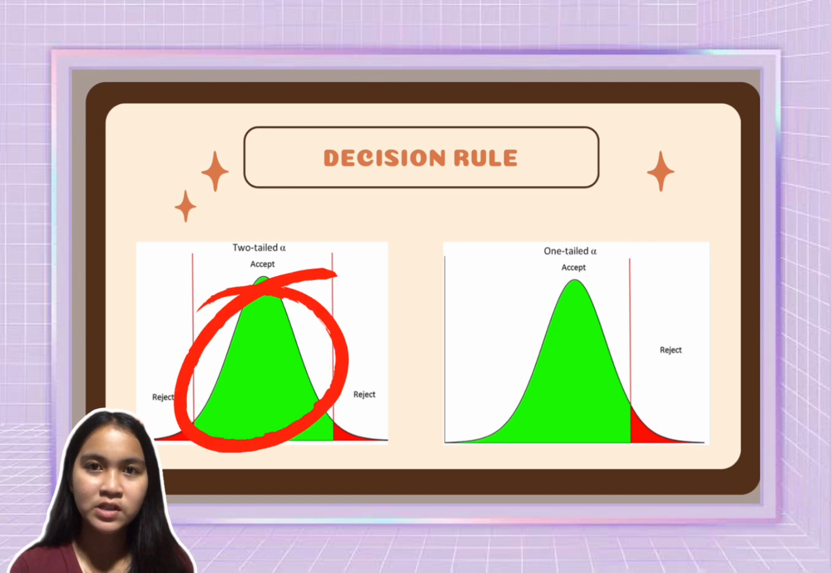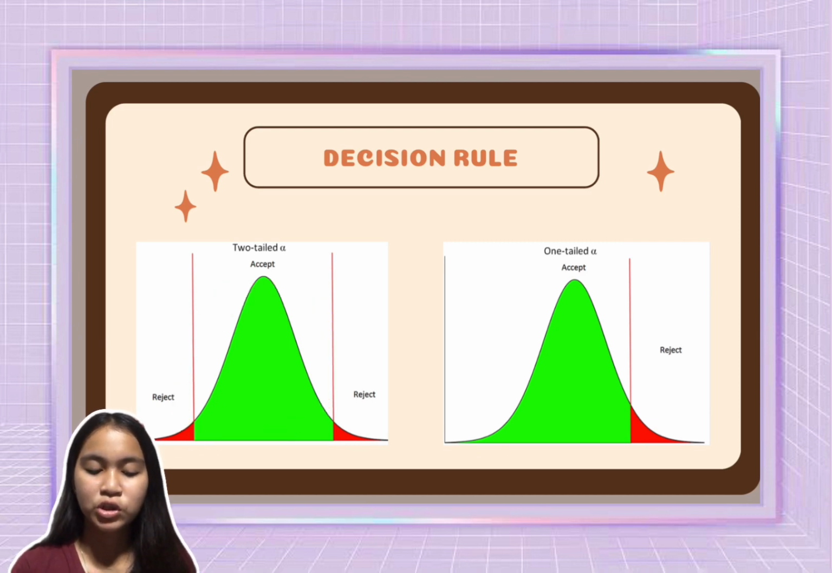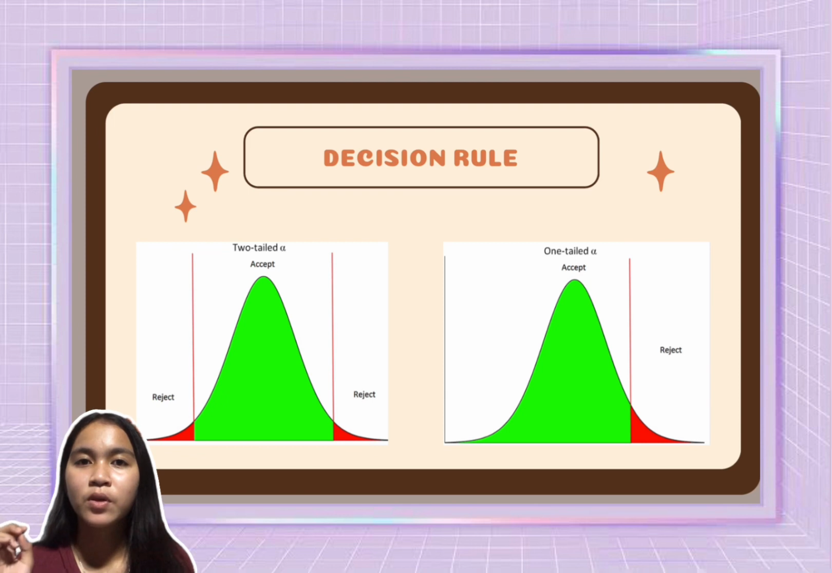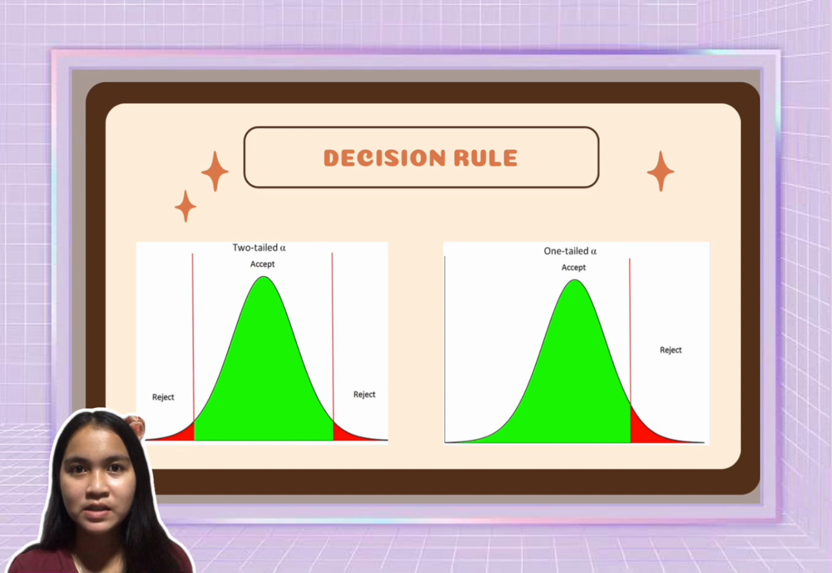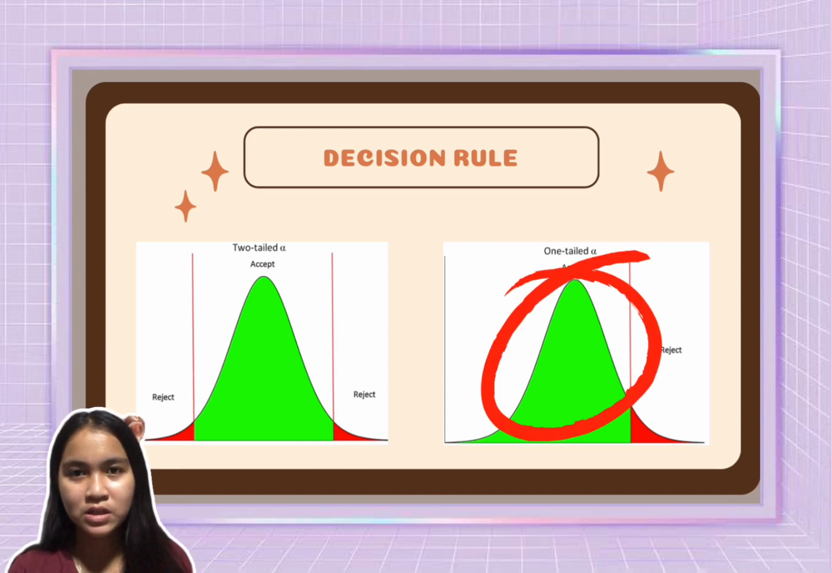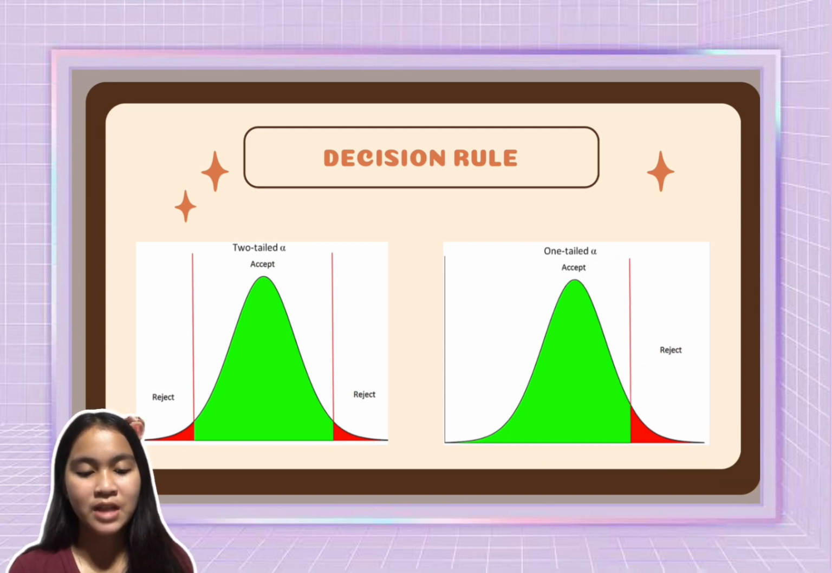So in this first picture, we can see that it has a double red, which simply means that it is a two-tailed test, while on this one it is a one-tailed test, which is specifically right-tailed. And now, after we understand what a hypothesis is, its two types, and all about the one-tailed, two-tailed, and the decision rule, let's now have one example.